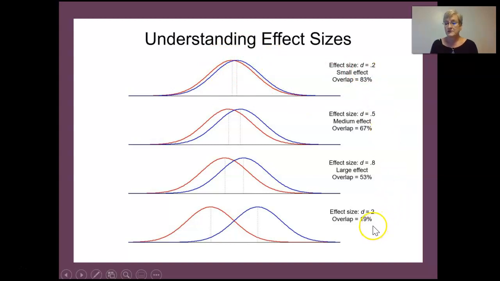Now, what if you have an effect size that's ginormous, like 2, which is hard to come by? Then your level of overlap is really small. You are looking at a test that can really discriminate between two groups. And by discriminate, I mean tell the difference between two groups. Like knowing group classification could help you to pretty reliably say how people would perform on a given test.